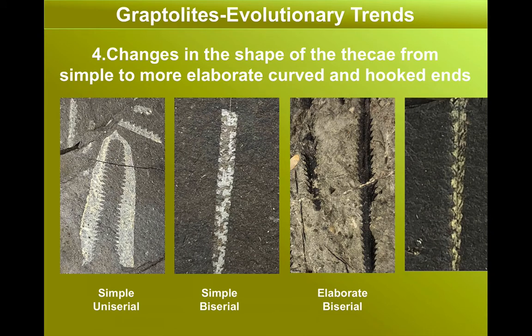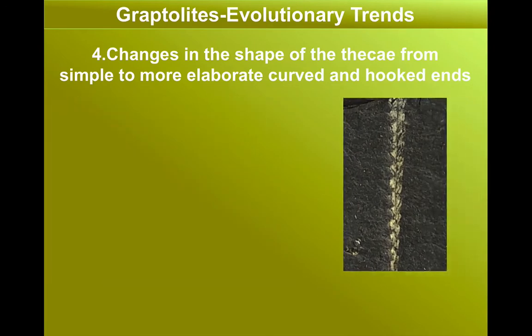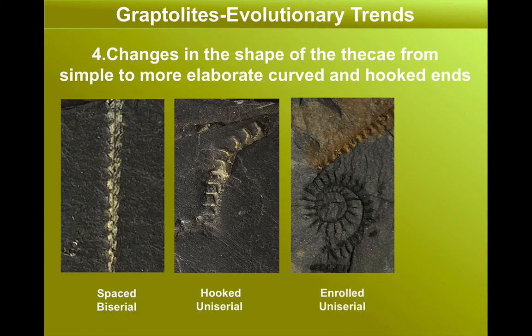We also see the fourth change. This is a change in the shape of the theca from very simple forms, such as we see on the left-hand side here, to gradually becoming more elaborate, more curved. So as time progresses, as we go from left to right, we see more complex theca evolving. Until eventually we see these very curved or even hooked ends to the theca on some graptolites.